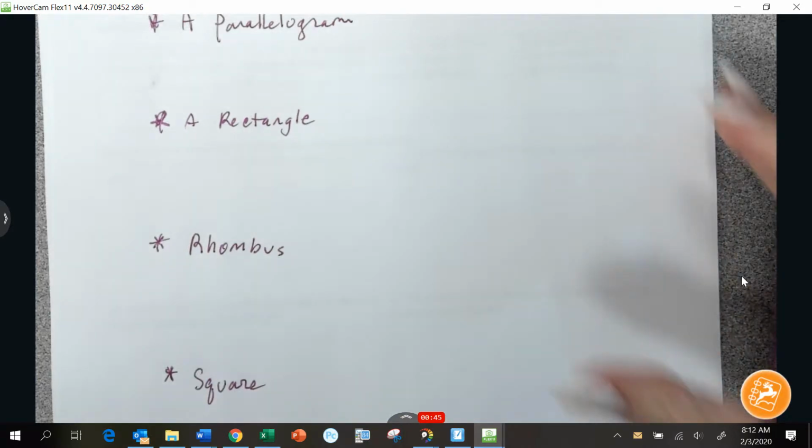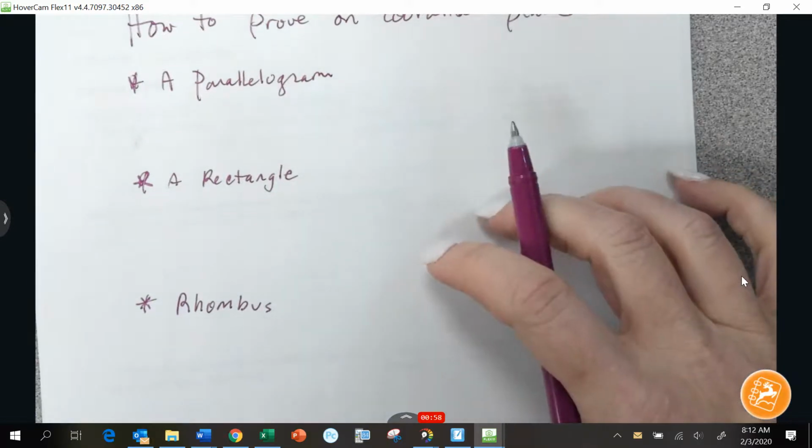Now, when we say prove, it means you have to have evidence. You can't just say, yeah, it looks like a square. You know, like show evidence. You can't find that evidence but not write it down either. It can't just be in your head. It's got to be on the paper.